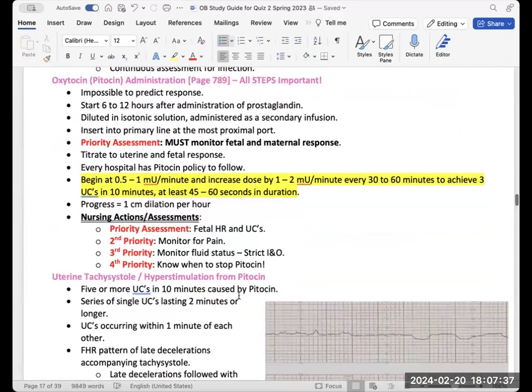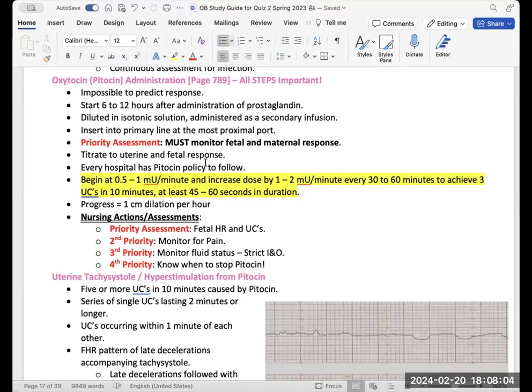Now we have oxytocin, right? We already talked about this. We give this 6 to 12 hours after the administration of a prostaglandin. We talked about the cervical ripening agent, dinoprostone, right? We said if after that, when that Bishop score is less than 6, we give a cervical ripening agent. Then when that score goes to 7, we'll give them Pitocin, right? So we have to give it after 6 to 12 hours, typically after the administration of a prostaglandin.